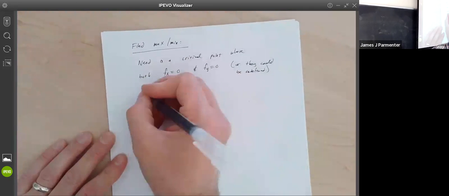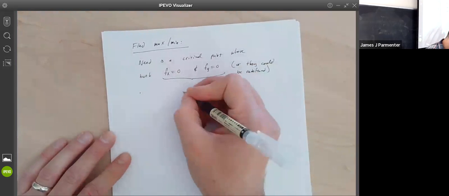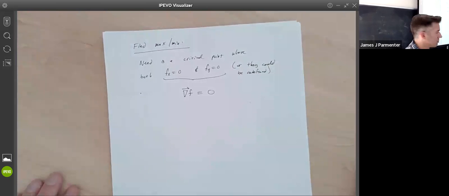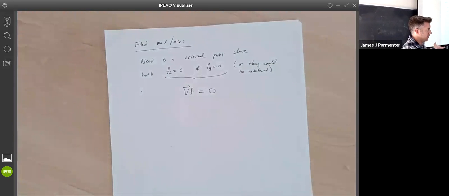So I'll point out that this is just saying that to find a critical point, the gradient needs to be 0. Which again, if you think back to what the gradient means, the direction of the gradient is the direction of steepest increase. So if the gradient's 0, we're talking about there being no increase or no decrease. We're talking about a horizontal tangent plane.